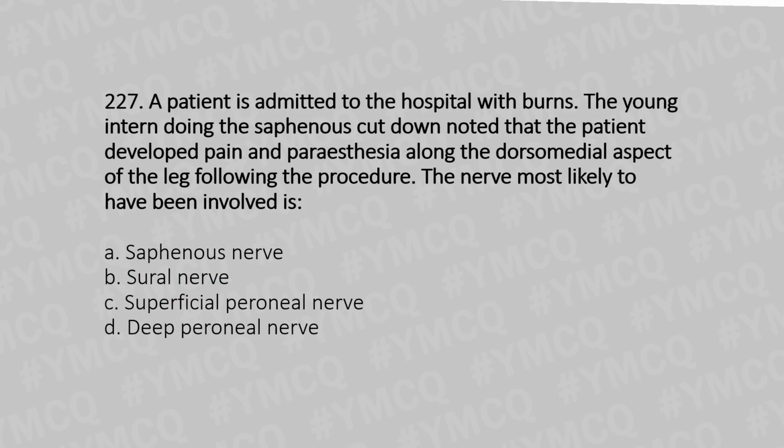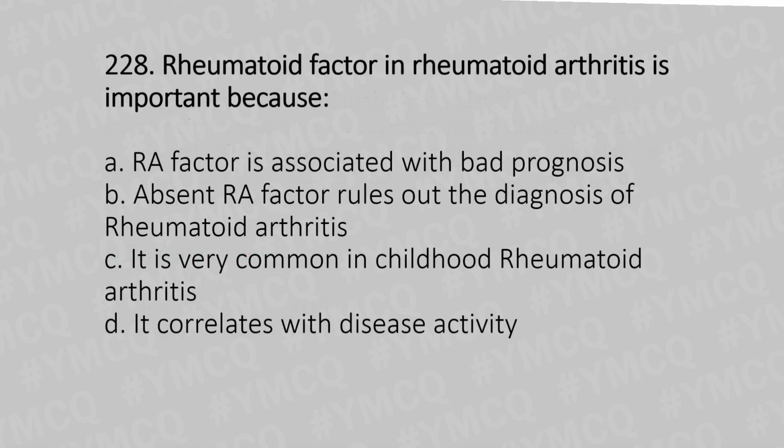Now let's move to question number 227. A patient is admitted to hospital with burns. The young intern doing the saphenous cut down notes that the patient develops pain and paresthesia along the dorsomedial aspect of the leg following the procedure. The nerve most likely to have been involved is option A, saphenous nerve. Option B, sural nerve. Option C, superficial peroneal nerve. Option D, deep peroneal nerve. And the answer is option A, saphenous nerve.